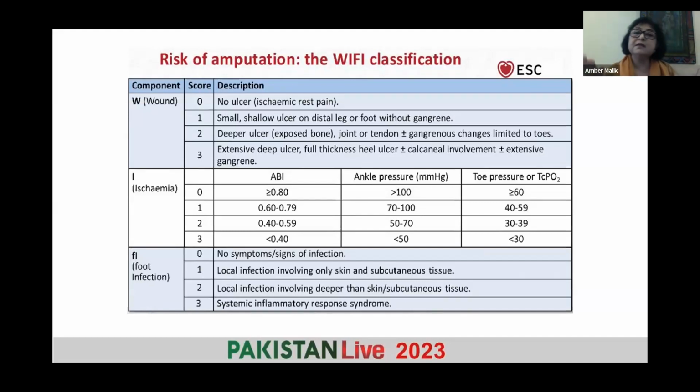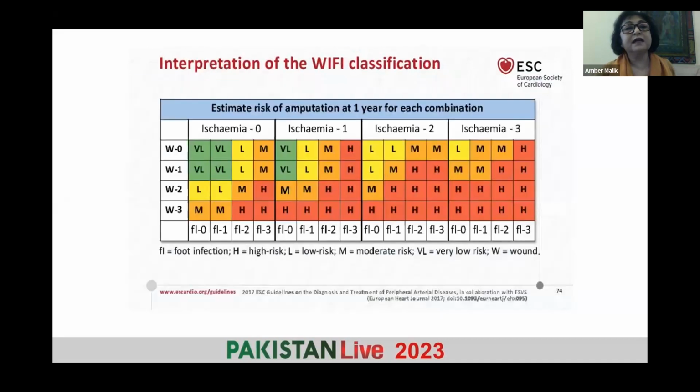The interesting thing about this is that one feels by and large you will fix a non-healing ulcer, but if you do this classification, you can counsel your patient that I can fix your lesions, but you may still end up with some kind of amputation, because this actually gives us an idea about how much is the risk of amputation at 1 year for each combination. So it is extremely important to fix the wound infection as well as the ischemia in that area. And then of course there is the treatment of the wound.